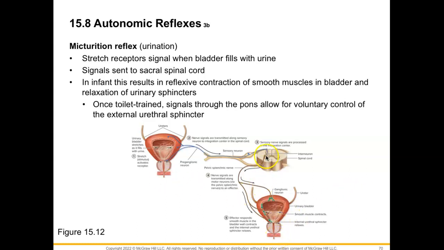And one other thing to notice here is that the motor neuron you see in brown here is going to be a pelvic splanchnic nerve. So you could think of this as a continuation of your preganglionic neuron, and it synapses within the wall of the urinary bladder to the postganglionic neuron in green.